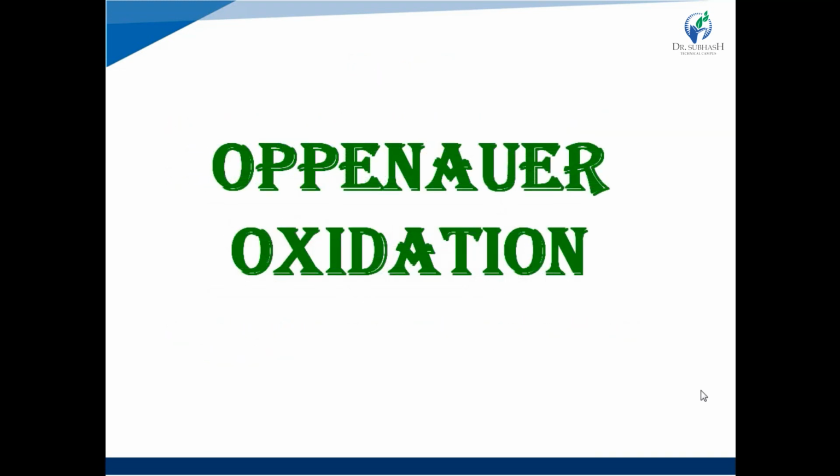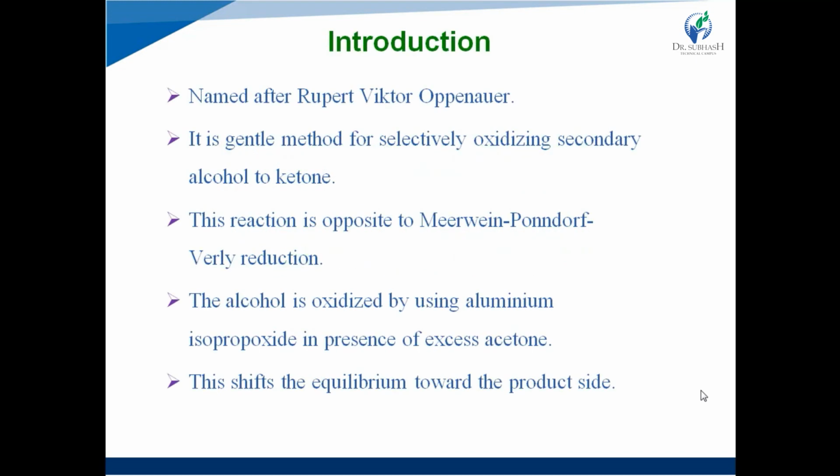Next reaction is the Oppenauer oxidation. Start with the introduction. It is named after Rupert Victor Oppenauer. Scientist Oppenauer first discovered and reported this oxidation reaction. That's why it is known as the Oppenauer oxidation. Right? Now what is oxidation? Oxidation involves the addition of an oxygen atom or removal of a hydrogen atom from the substrate. Right? Now Oppenauer oxidation is a gentle method for selectively oxidizing secondary alcohols to ketones.